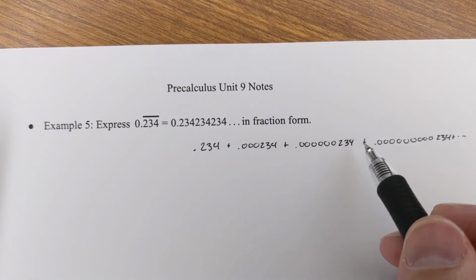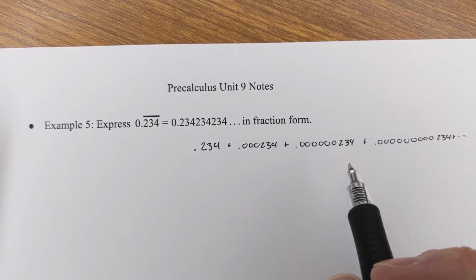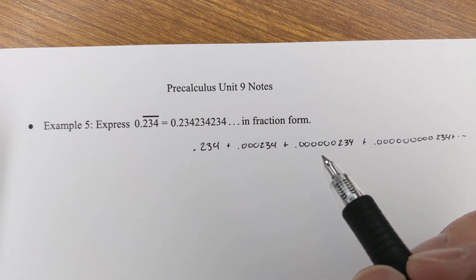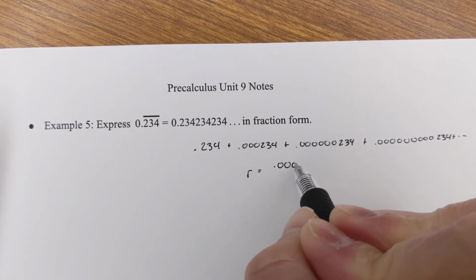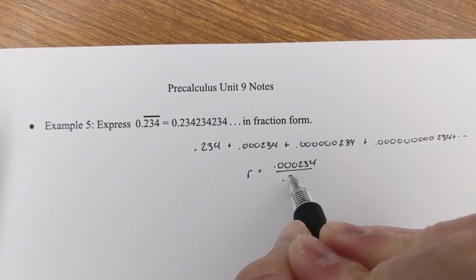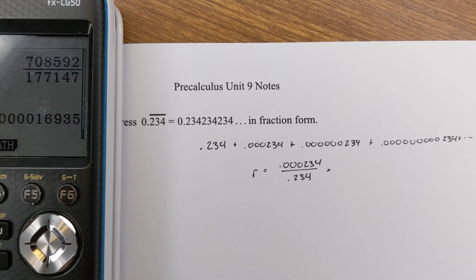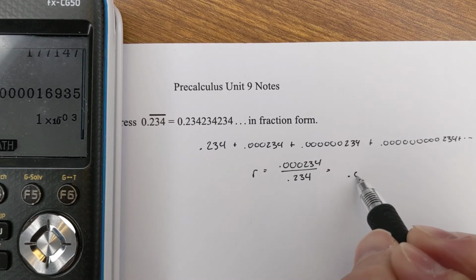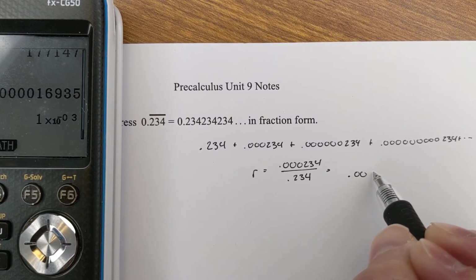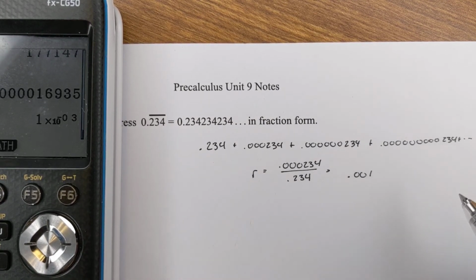So this is actually a geometric series. Each of these is multiplied by something. These zeros shift the same amount each time. So we need to find our r value. You divide any term by the term in front of it. So 0.000234 divided by 0.234. So that is 0.001. Yep, so there's r, which is less than 1.